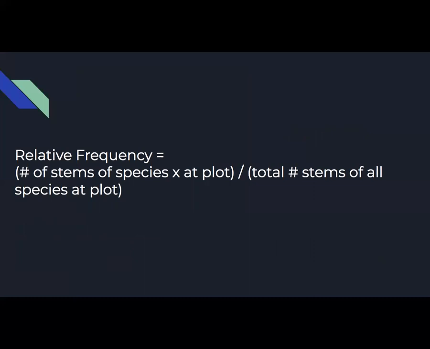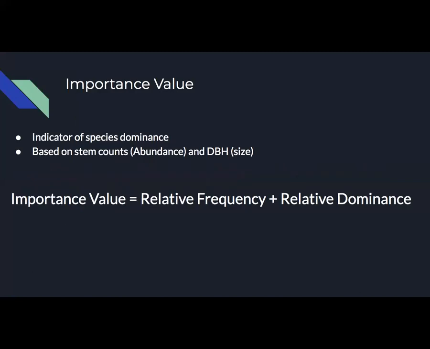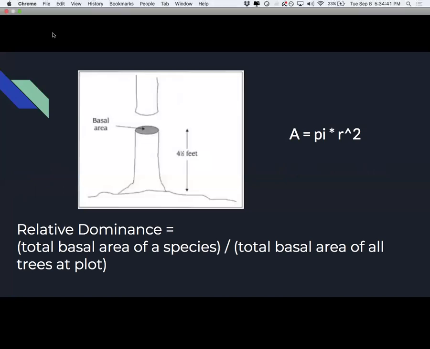Next up is the relative frequency. This has to do with the abundance of stems in a plot, and it's equal to the number of stems of a certain species, X, at the plot, divided by the total number of stems of all species at the plot. Now that we know how to calculate relative frequency and relative dominance, we know how to get our importance value, because the importance value is equal to relative frequency plus relative dominance. So let's go into Excel.